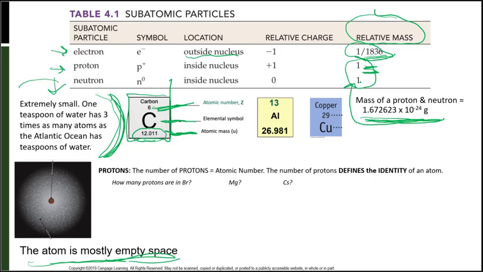All right, so let's look at protons. Protons, like I said, define the identity of an atom. So pause for a second here, and I want you to try to look at the periodic table and figure out how many protons are in bromine, how many are in magnesium, and how many are in cesium.